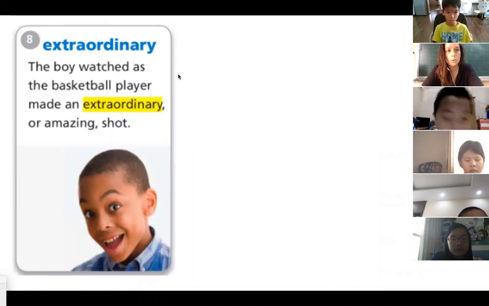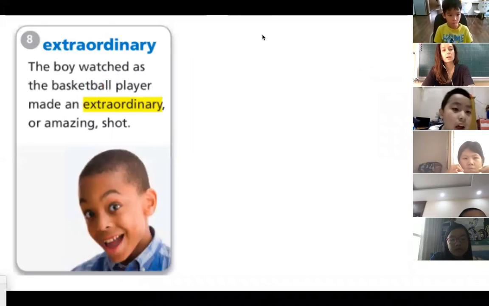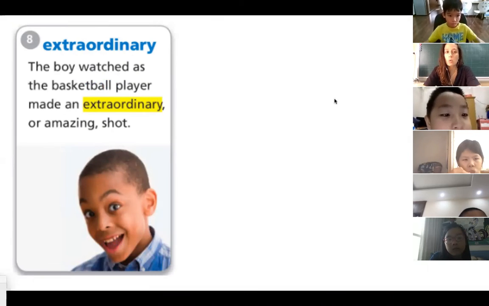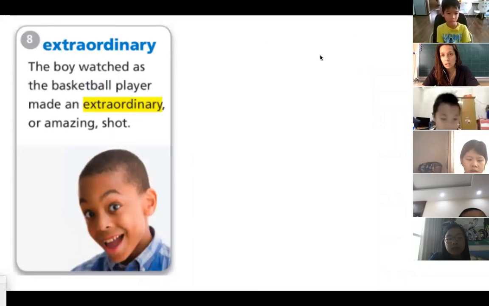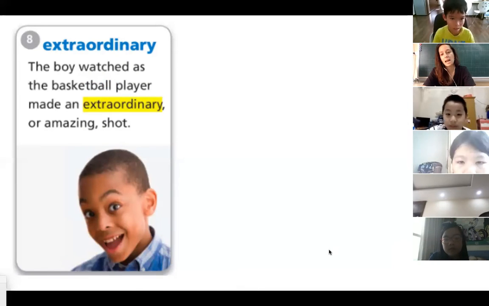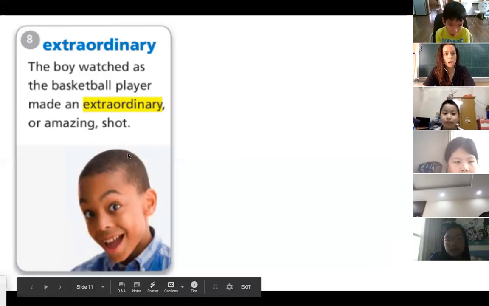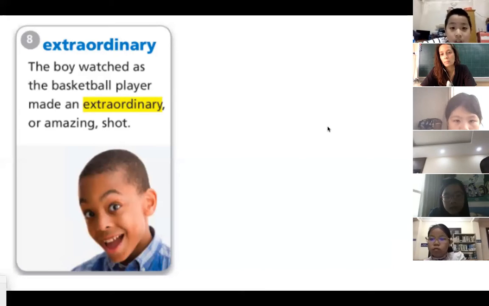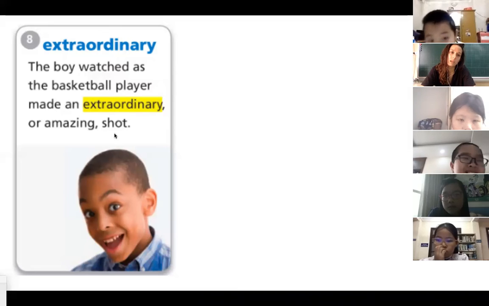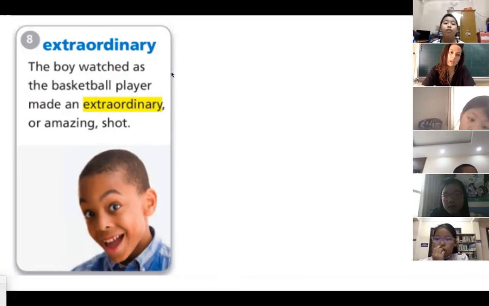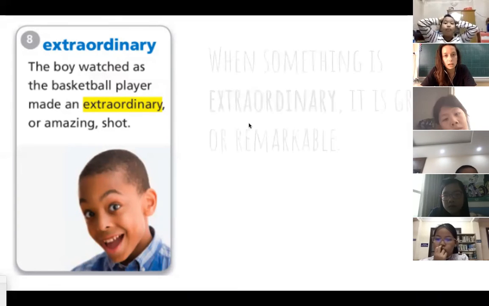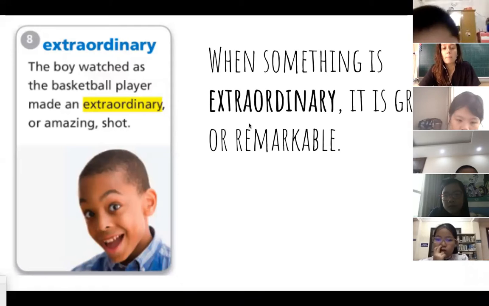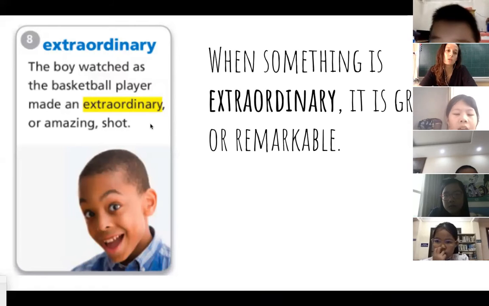Extraordinary. The boy watched as the basketball player made an extraordinary or amazing shot. So, Richard, what part of speech is the word extraordinary? Do you know? An adjective. It's an adjective. It is describing the word shot. And who remembers what extraordinary means? Zero, do you remember? Means amazing. Amazing. Okay, we see our synonym in the sentence. Extraordinary is amazing, it is great, it is remarkable.